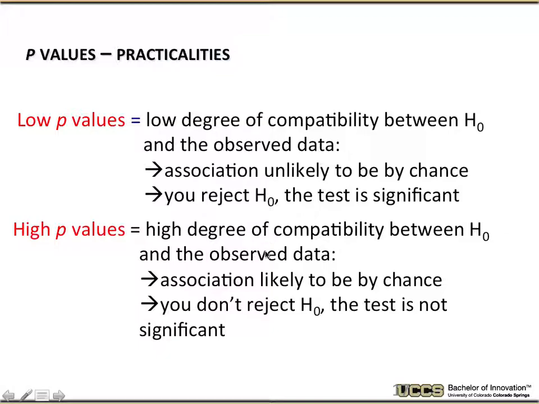So high p-values really say you have a high degree of compatibility between H0 and the observed data. The association is likely to be by chance. Okay? It means don't reject H0, the test is not significant. It doesn't mean your hypothesis is false. If this p-value becomes 0.25, yeah, this could happen by random chance. So how do I reduce random chance? If this is 0.45, 0.8, forget it. There's really no relationship. What if it's 0.25? You might say, well, fine, I ran it with 10. Let's try it with 100.